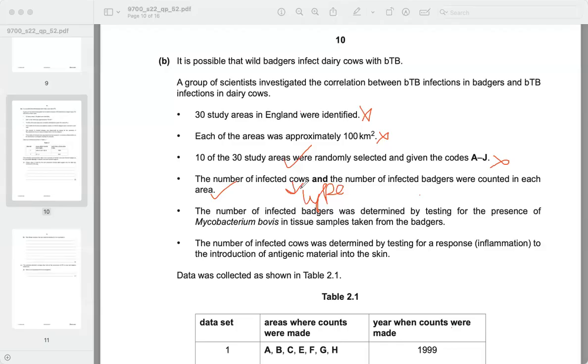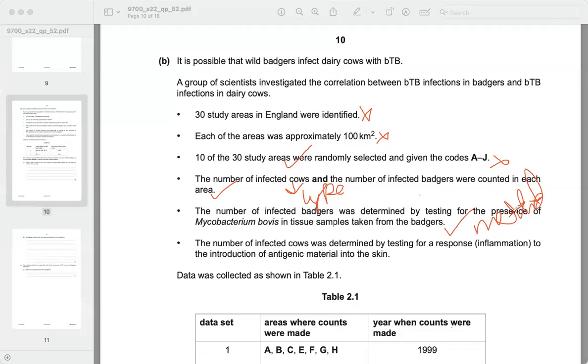Okay. Now, we move to the next point. The number of infected badgers were determined by testing for the bacterium present in tissue samples taken from the badgers. So we've just picked up one point on the top. Now they're talking about the fact that they have been doing the testing. But by what method? Was the method standardized? No. So we need to know by what method it was done. There is no mention about standardization of the method.